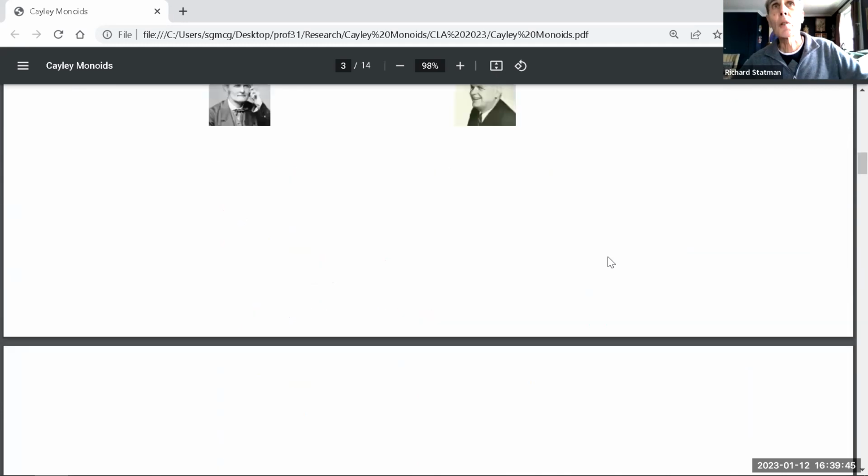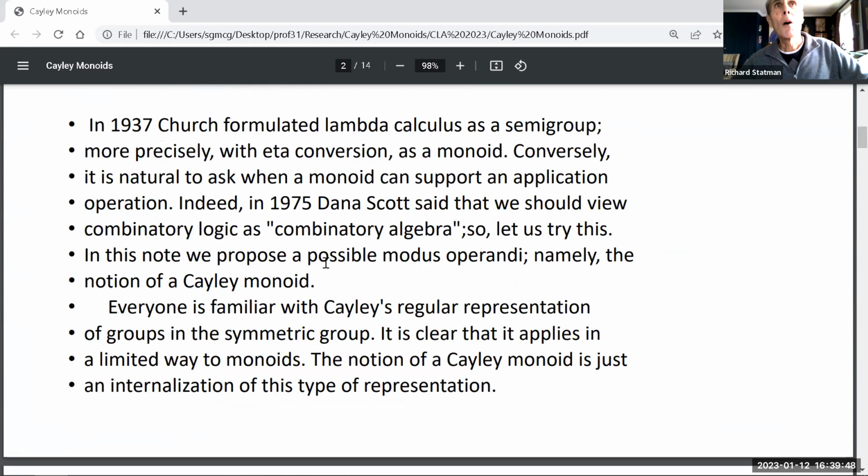I tried to answer the question for myself: when does a monoid support an application operation? I wasn't interested in reflexive categories. I just simply wanted to support an application operation. The first thing I thought of was an example in very elementary algebra where that sort of thing is done. It's in Cayley's theorem. Every element gets mapped to the left multiplication. So that's where the definition comes from.